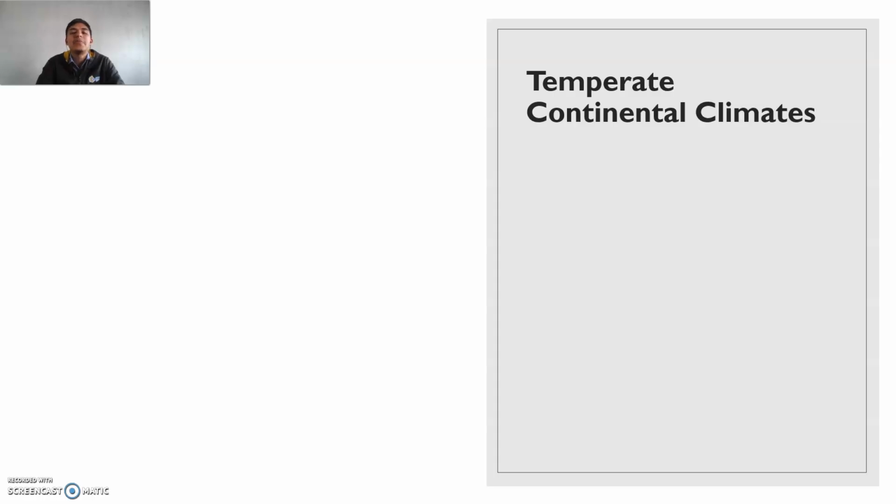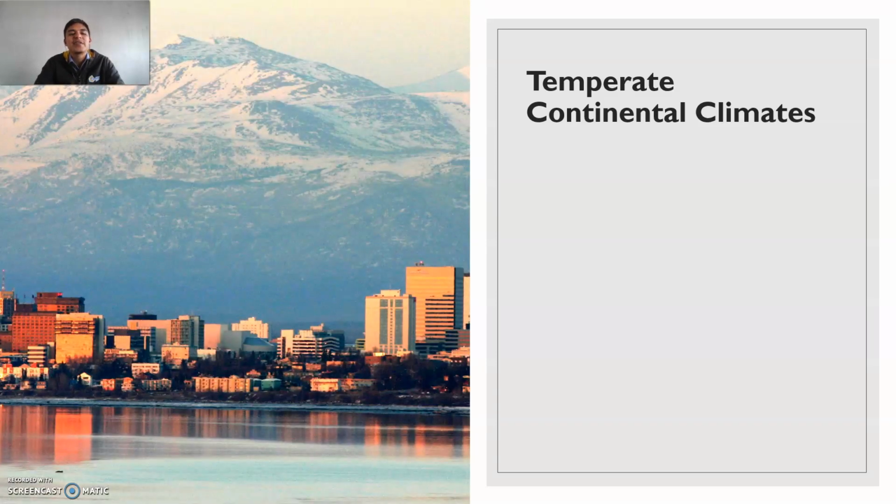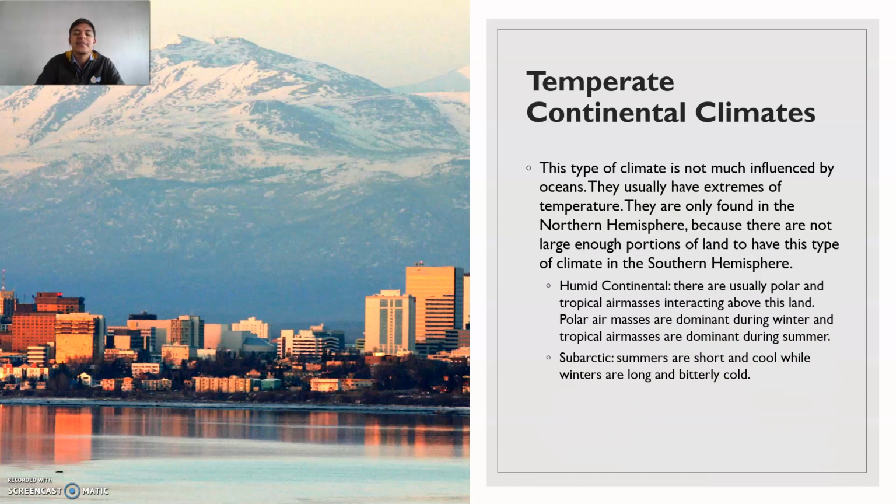Now let's continue with temperate continental climate. It will look something like this. As far as I remember, this is a city in Canada that is close to a very beautiful mountain that is right behind the city. This type of climate is not much influenced by oceans. They usually have extremes of temperature.